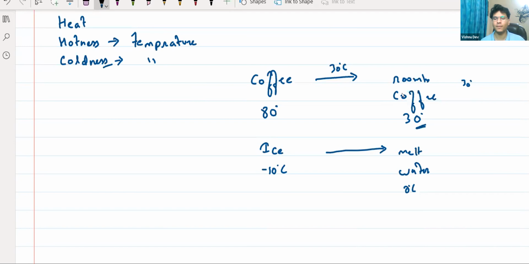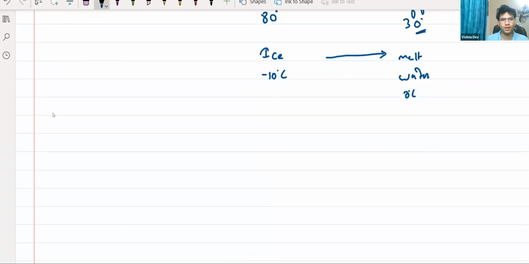So my question would be, what is happening when the temperature is changing? Because the temperature is changing. Makes sense, right? So first of all, we have to understand the meaning of temperature. We have two definitions of temperature. The first definition, which is the definition for our syllabus, is the degree of hotness or coldness.